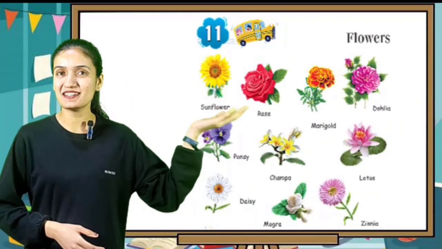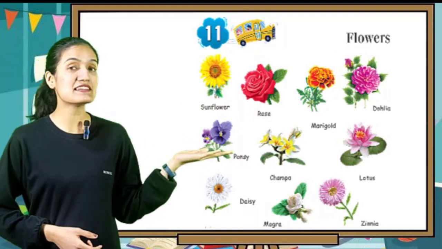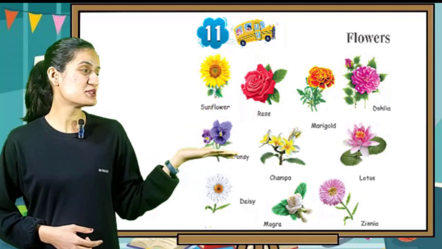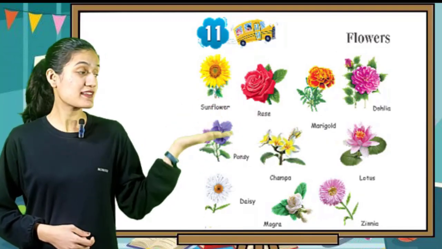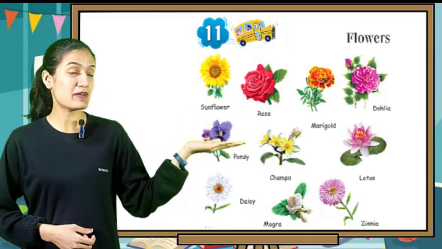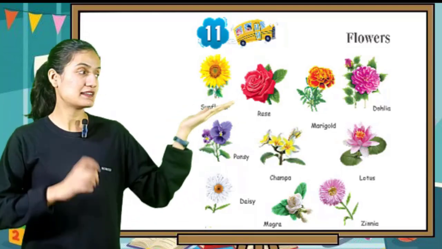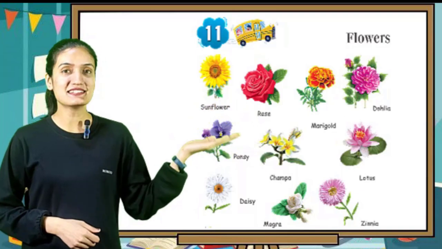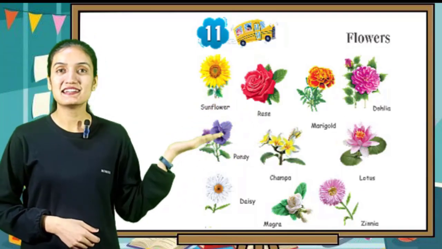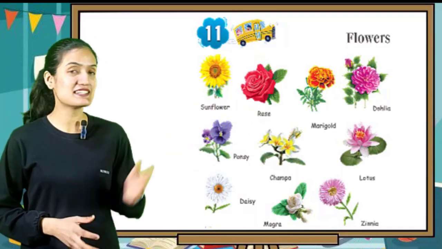Chapter number 11, flowers. Here you can see different types of beautiful flowers. Those are sunflower, rose, marigold, dahlia, pansy, champa, lotus, daisy, mogra, zinnia.